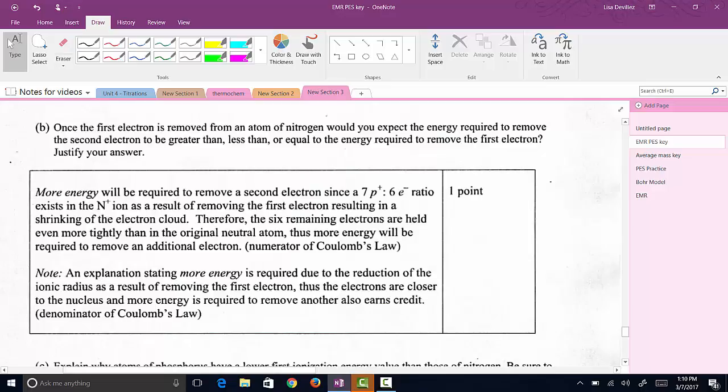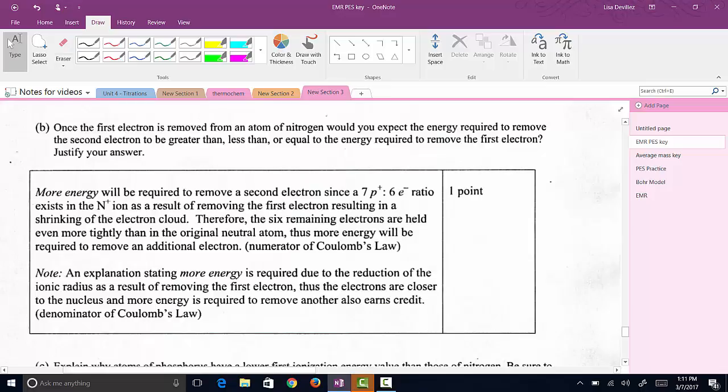And then there were two possible ways you could address this. You could talk about the fact that the positive charge in the nucleus was going to stay the same, but after you remove the first electron, that same amount of pull was now being distributed to fewer electrons. So each remaining electron was now held more tightly than it was before. So that was one of the explanations.